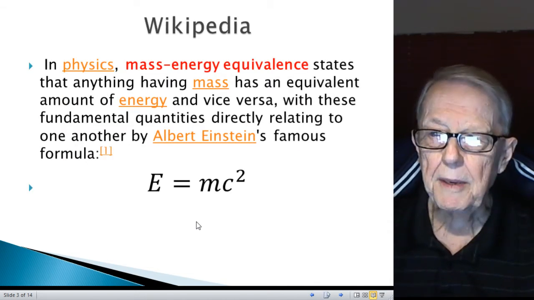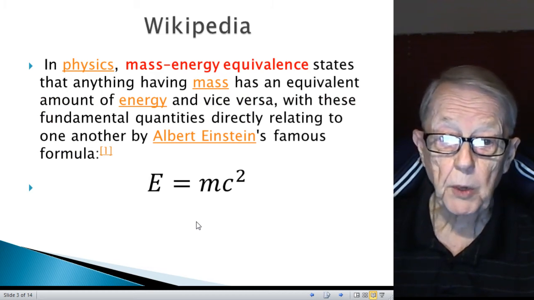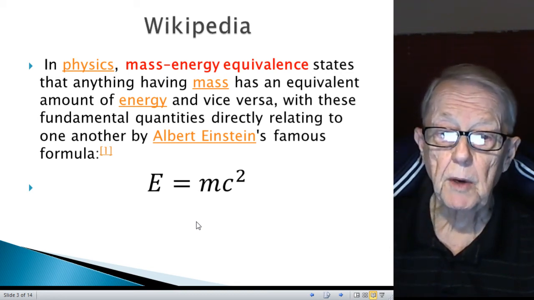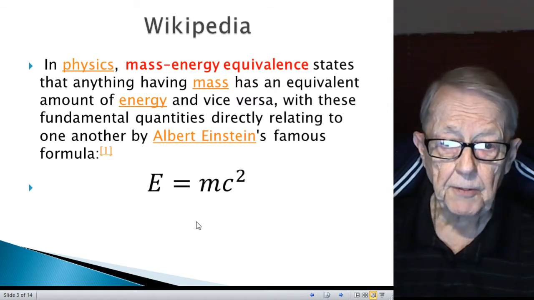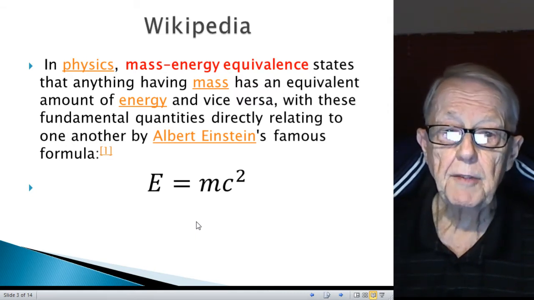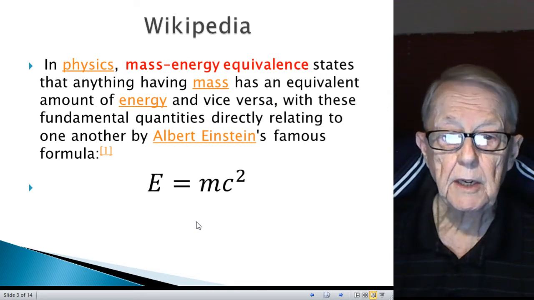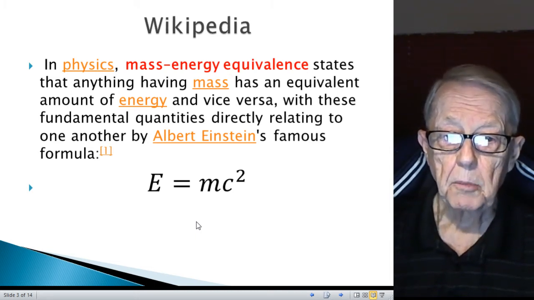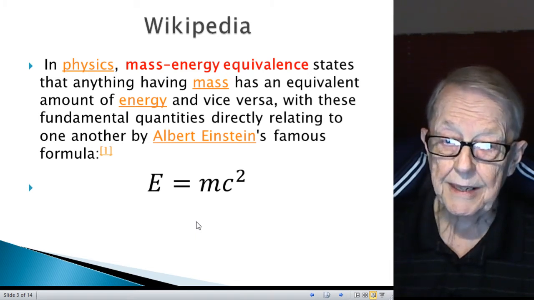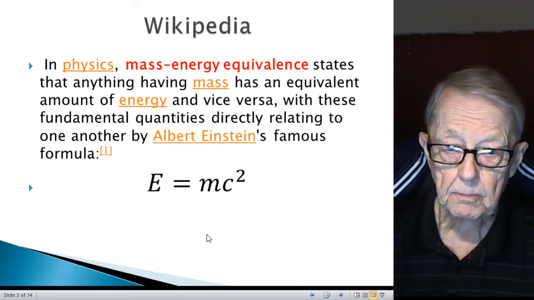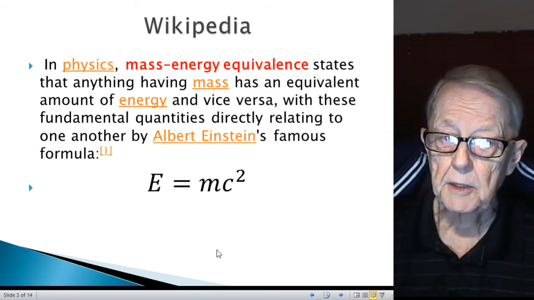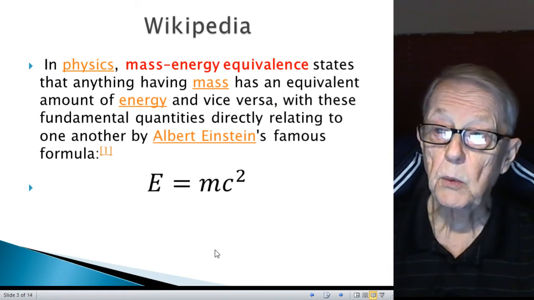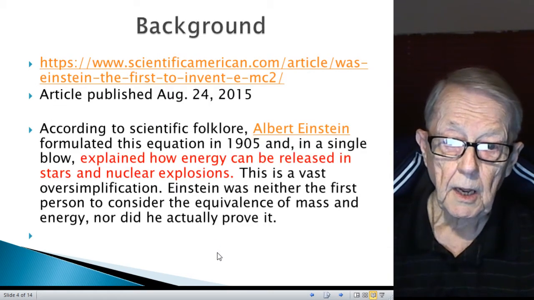Okay, so when you look up E equals mc squared in Wikipedia, you find that it brings you to an article titled Mass Energy Equivalence. And it quotes, in physics, mass energy equivalence states that anything having mass has an equivalent amount of energy and vice versa, with these fundamental quantities directly relating to one another by Albert Einstein's famous formula E equals mc squared. Anything having mass has an equivalent amount of energy, and vice versa, anything having energy has an equivalent amount of mass.